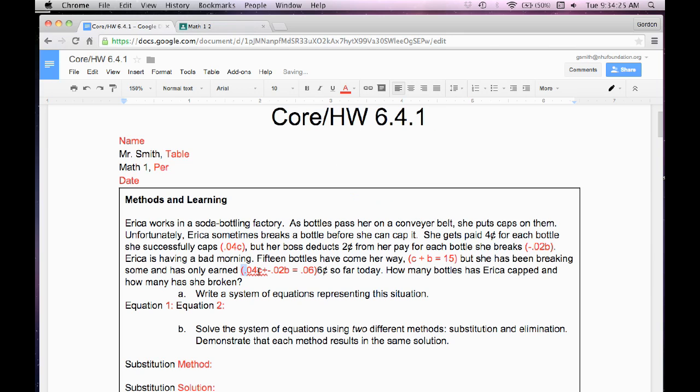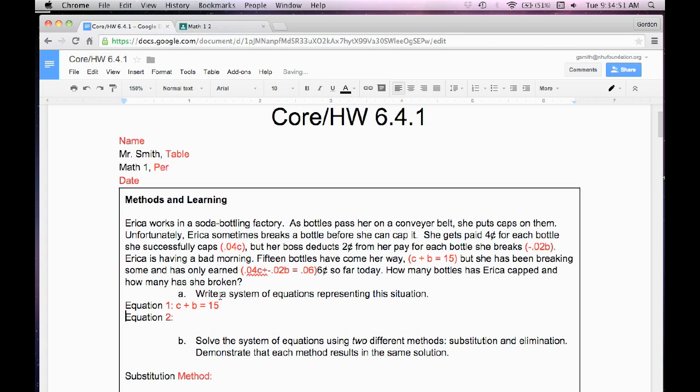Because she gets 4 cents for every one she caps, she loses 2 cents for every one she breaks, and in total, altogether, she gets 6 cents. So we can add these two expressions together to get the total, and there we have it. So how many bottles has she capped and how many has she broken? Okay, the first thing we're going to do is write the system of equations. And as usual, I wrote my equations right in the middle of the written area of the word problem, because I think it's easiest to recognize them right in the middle of the context. So I take my clues and I put my clues together.